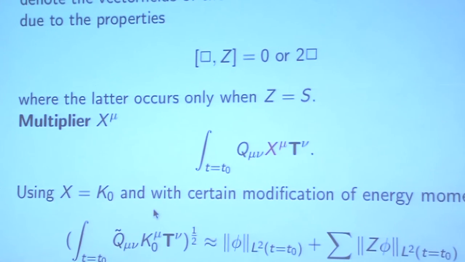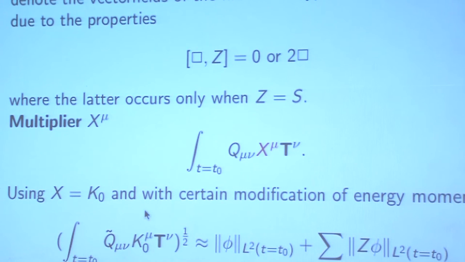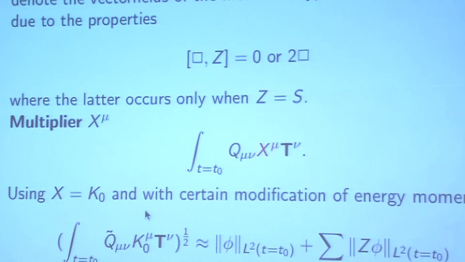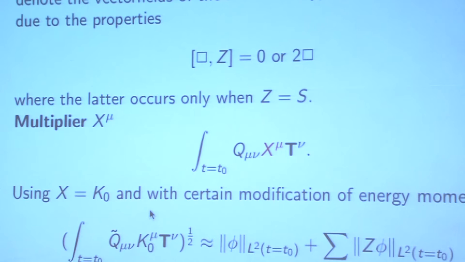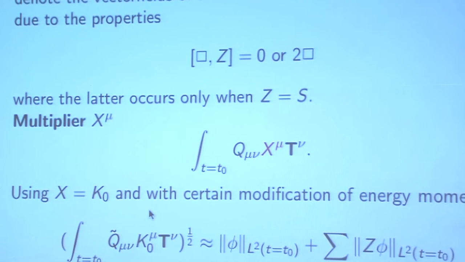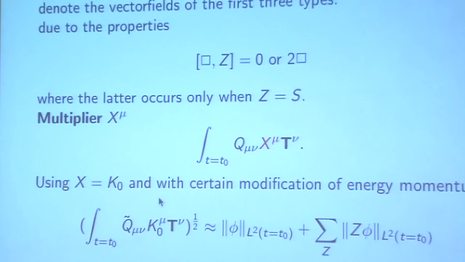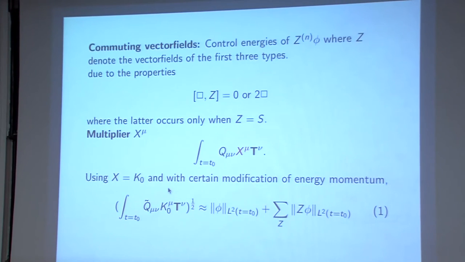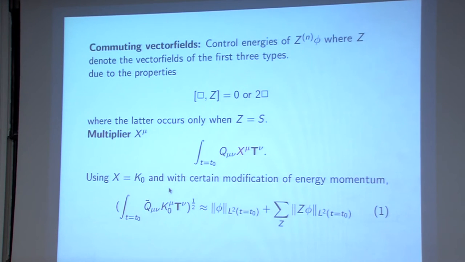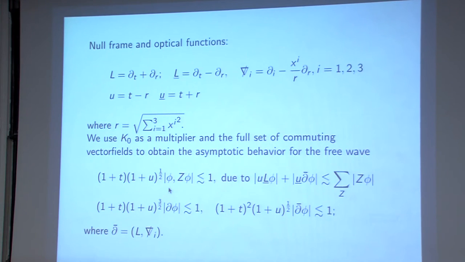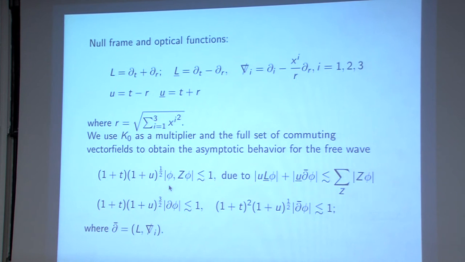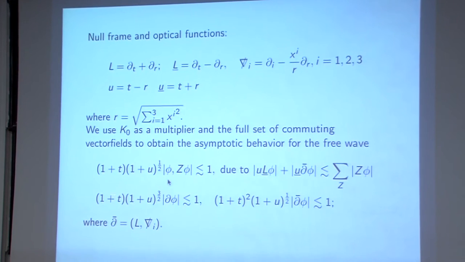The other role that a vector field might play is as a multiplier. It's the vector field that you are going to pair with the energy momentum tensor, and the typical multiplier that plays a crucial role in what we are going to talk about is the Morawetz vector field. I wrote briefly what this multiplier can give you: a set of nice L2 estimates about phi and the commuting vector fields acting on phi. So what can we get? I'm going to first introduce the null frame and optical function so that I can say something about this.